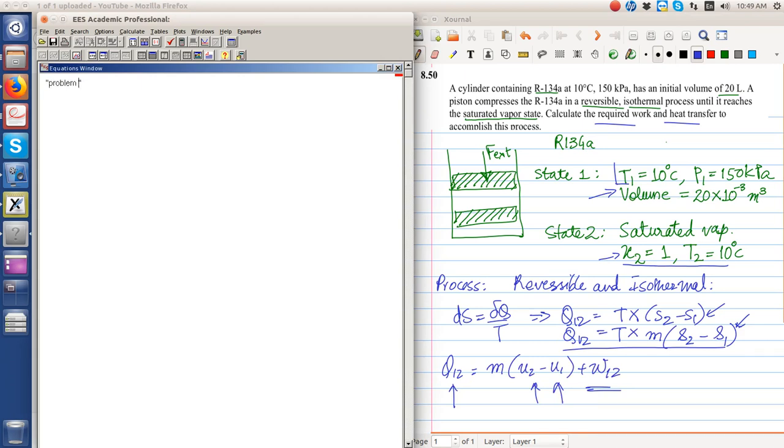Problem 8.50. T1 is equal to 10, P1 is equal to 150, volume is equal to 20 times 1e minus 3, mass equal to volume by specific volume at state 1, specific volume at state 1 equal to volume of R134A, T equal to T1, P equal to P1.